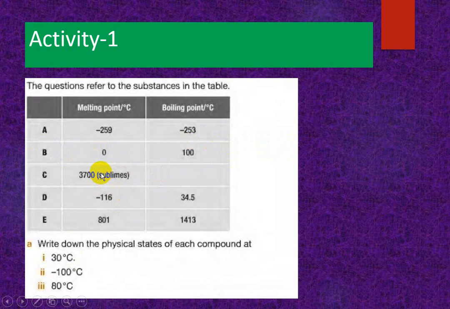Now C substance: it is solid and becomes gas directly at 3700°C. Now at 30°C, what is the state of C substance? Gas? No, it's solid.